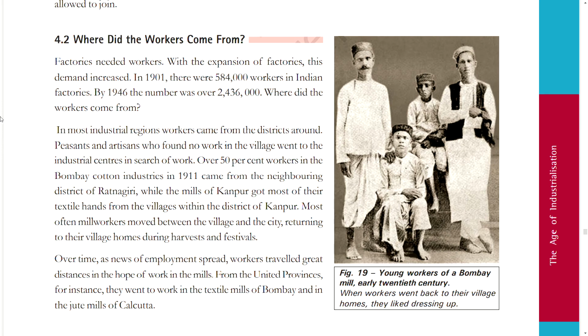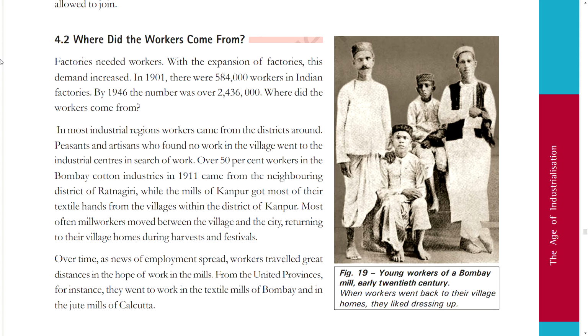Where did the workers come from? Figure: Young workers of a Bombay mill, early 20th century. When workers went back to their village homes, they liked dressing up. Factories needed workers. With the expansion of factories, this demand increased. In 1901, there were 584,000 workers in Indian factories. By 1946, the number was over 2,436,000. Where did the workers come from?